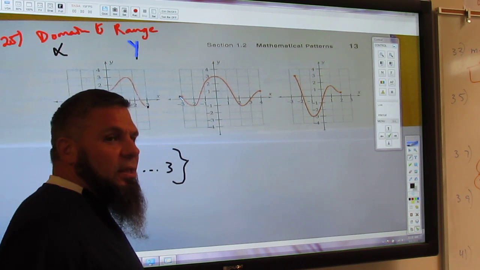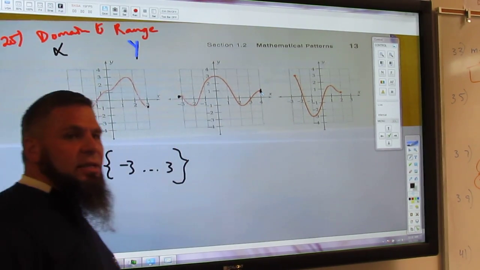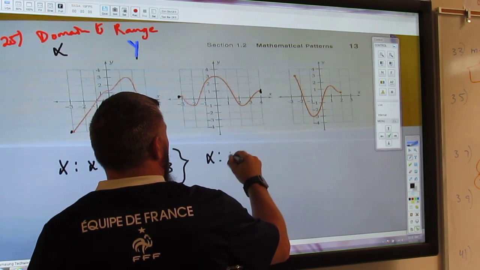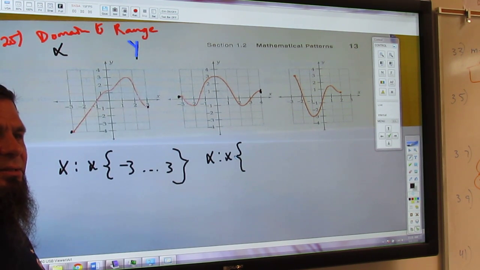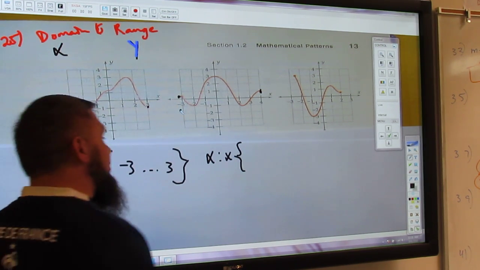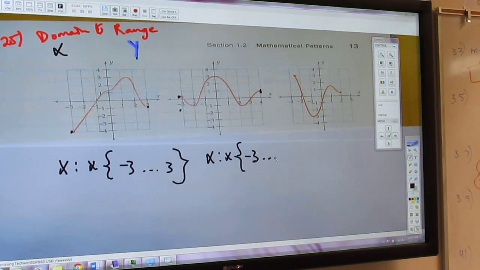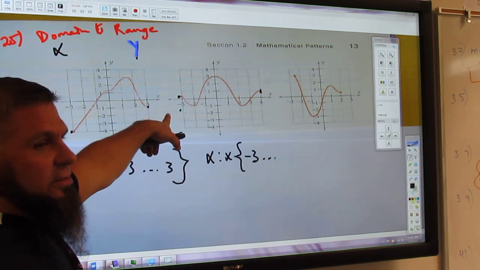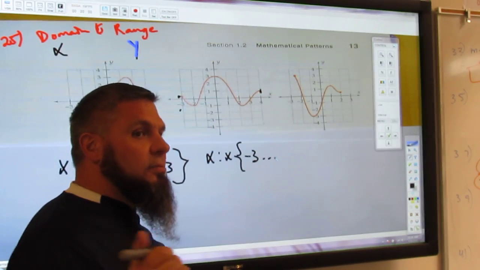Okay, Wyatt. X goes from here to here. So what is the domain? X such that X is the interval of, what's the lowest X? -3. I know, we're just supposed to do one, but I'm going to do all of them for giggles. From this to 4.